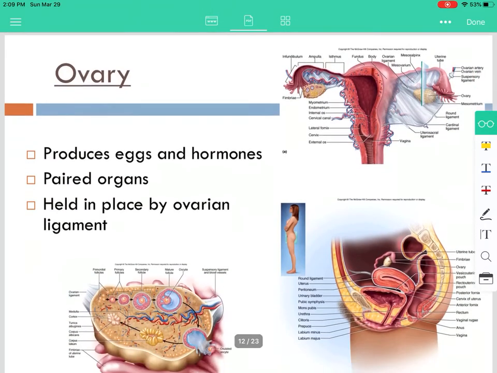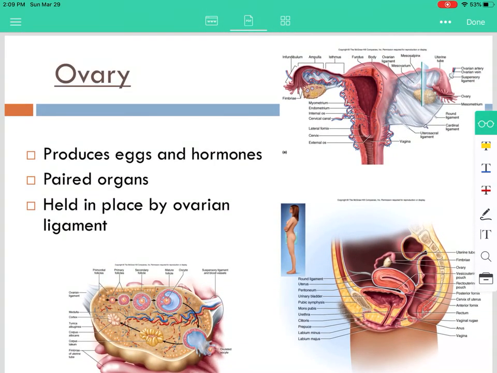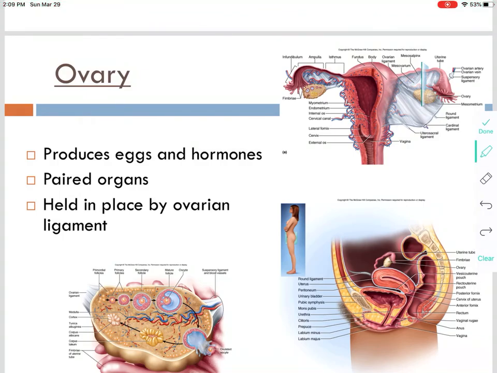Okay, and here's what I just said. More complex than male for all of these reasons. We'll start with some basic organs.